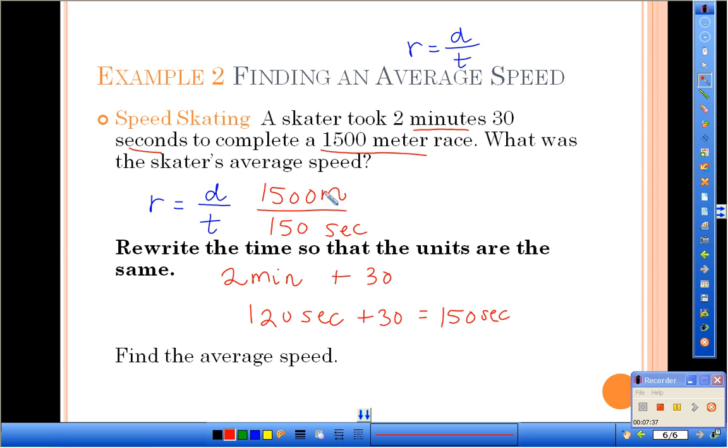Our last step is to divide 1,500, first come, first serve, divided by 150. That will go 1 time, 0 left over, and 150 goes into 0, 0 times. So the answer is 10 meters per second. That is the skater's speed.